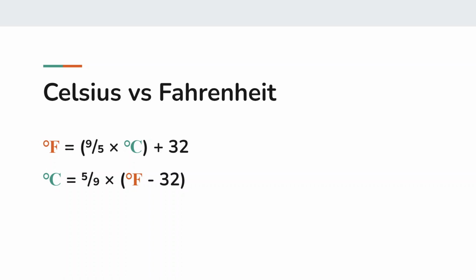To convert degrees Celsius into Fahrenheit, we can multiply the temperature by 9 over 5 and then add 32. To convert degrees Fahrenheit into Celsius, we can subtract 32 and then multiply it by 5 over 9.